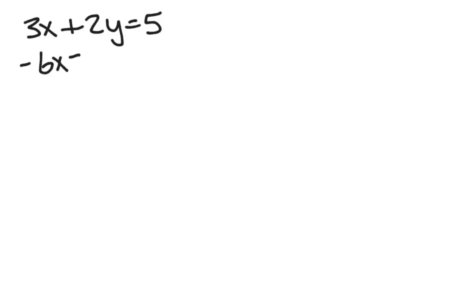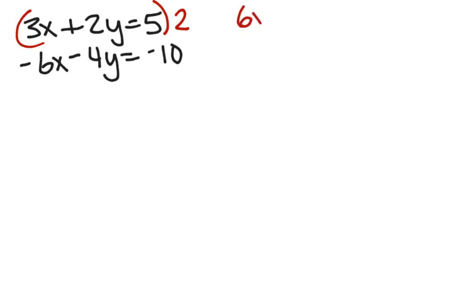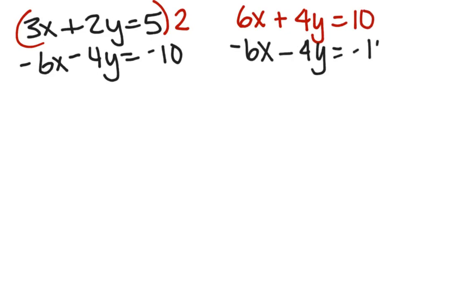Last but not least on our list of examples today, 3x plus 2y is equal to 5, and negative 6x minus 4y is equal to negative 10. Again, I can't eliminate by addition or subtraction right off the bat. I have multiplication to do. I'm going to multiply my first equation by 2 so that I can eliminate my x's. 6x plus 4y is equal to 10. And I have negative 6x minus 4y equal to negative 10.